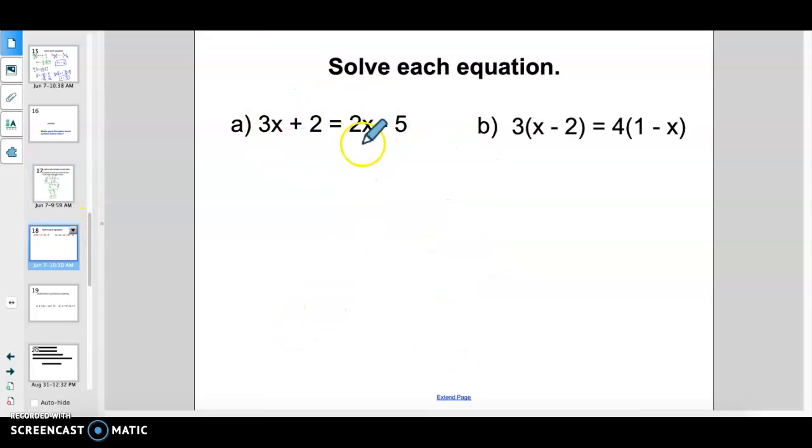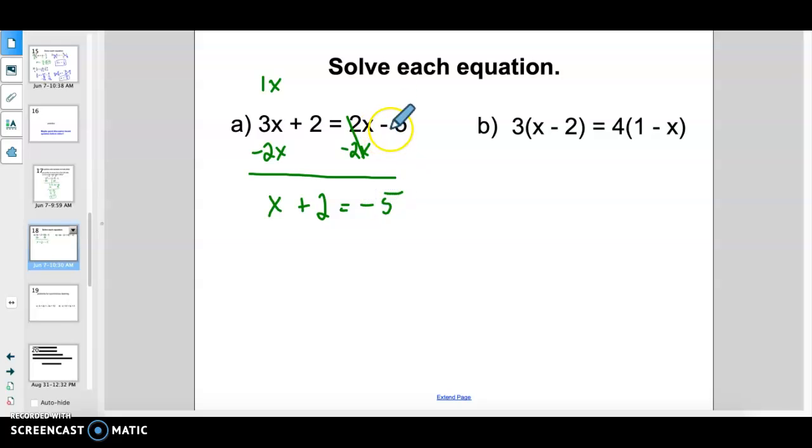So looking at this one, I see that 2x is smaller than 3x, so I'm going to move the smaller term. So I'm going to do minus 2x because 2x is a positive, so 2 minus 2 is 0. 3 minus 2 is 1, so I could write it as 1x, but 1x is the exact same thing as just an x. So I'm just going to leave it as an x.